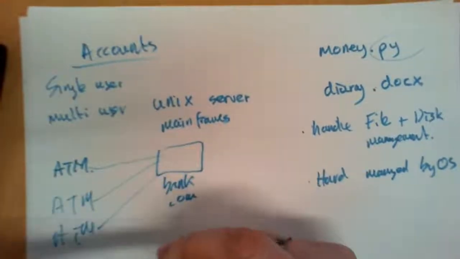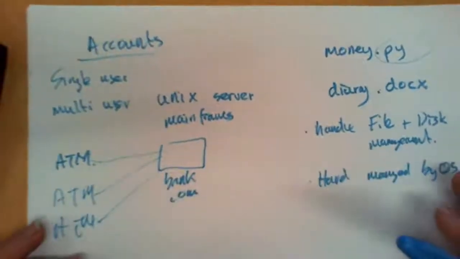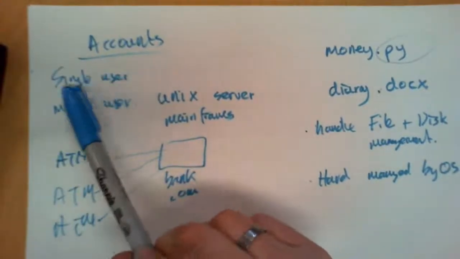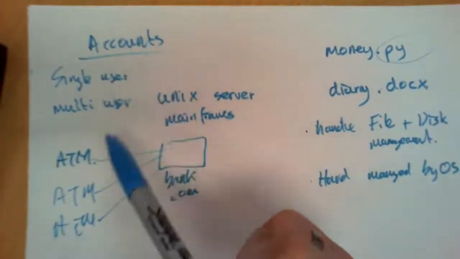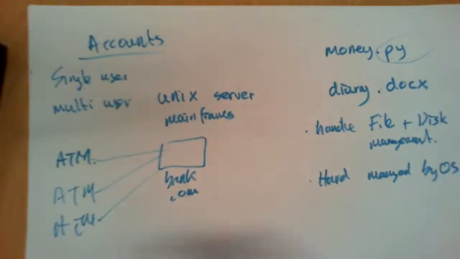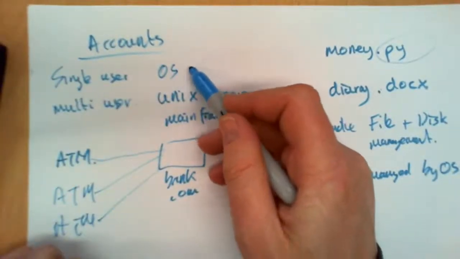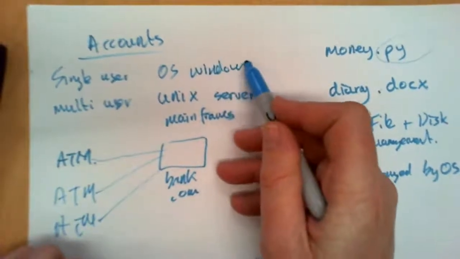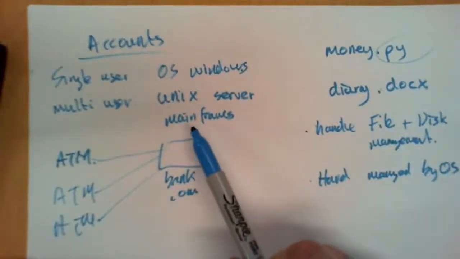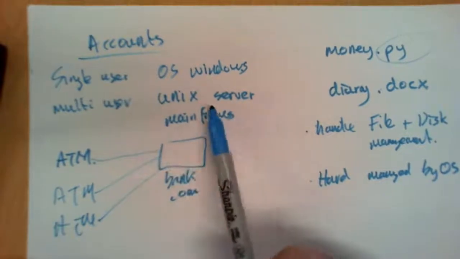It's a very important idea to get across to you, the difference between a single user operating system, which is most operating systems, it's your OS, it's your Windows, okay, and then your multi-user system, which would be your Unix.